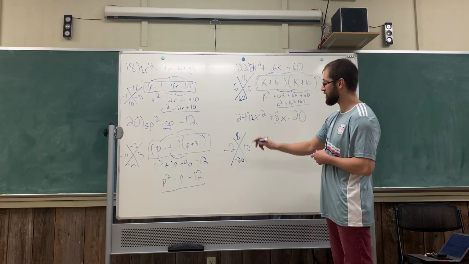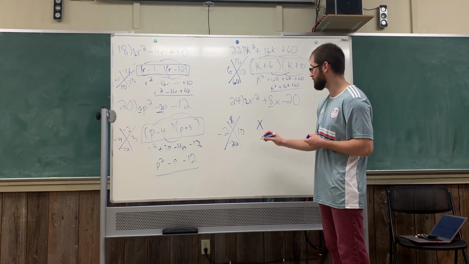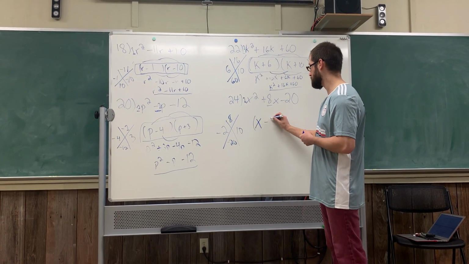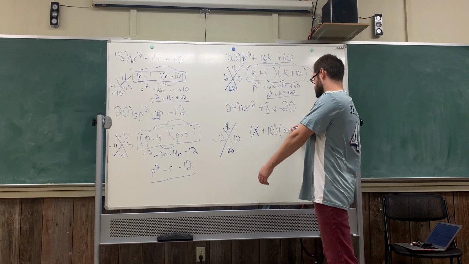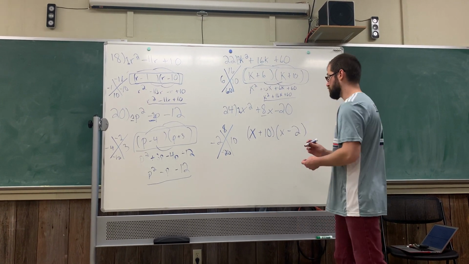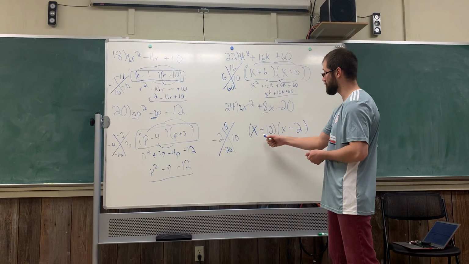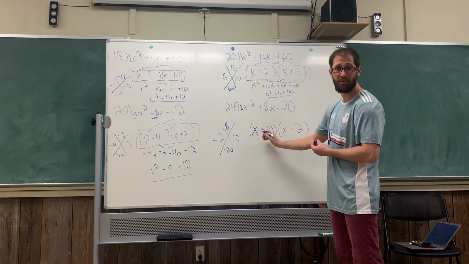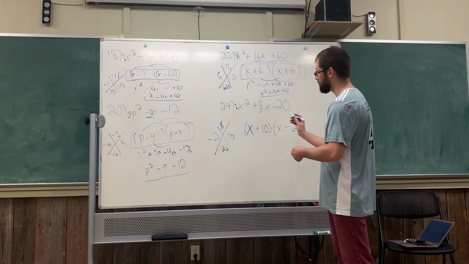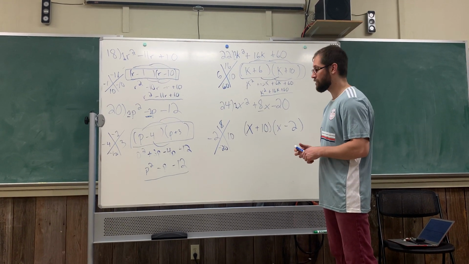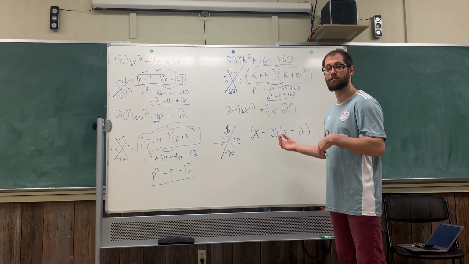Negative 2 plus 10 is 8. Negative 2 times 10 is negative 20. So it's x plus 10 times x minus 2. It doesn't matter which one you put first. If you put the negative 2 here or the 10 here, it doesn't matter. You can flip them because of the transitive property of multiplication.